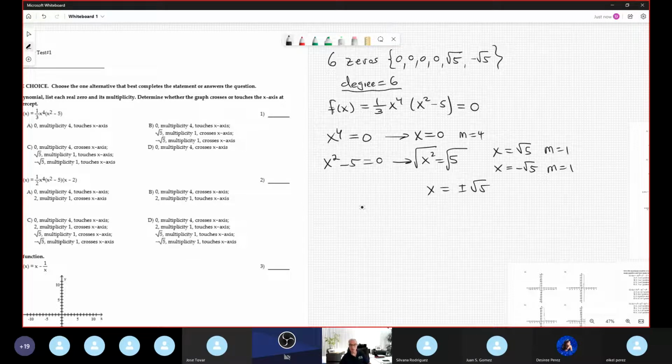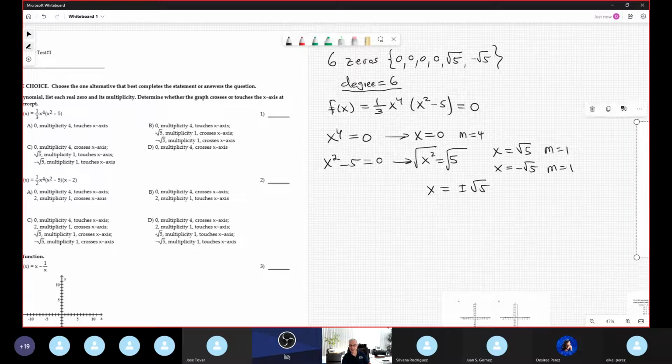What touches and what crosses it? Well, when the multiplicity is an even number, it touches. This is touch, the x-axis, because the multiplicity is 4, an even number. And when there's an odd number, like 1, like 3, like 5, it crosses. Okay? They don't want you to do the graph of this. But see, I try to help you understand this. Look, the graph looks roughly like this, of course.